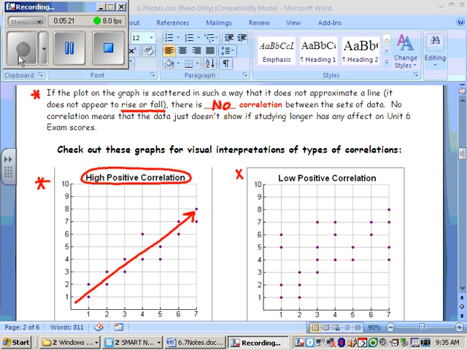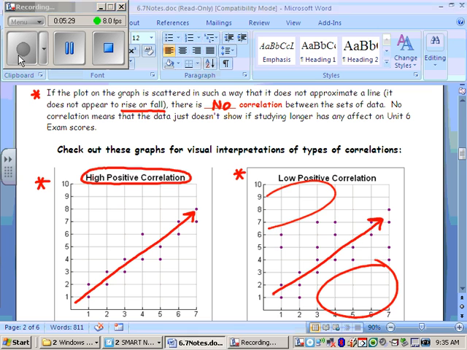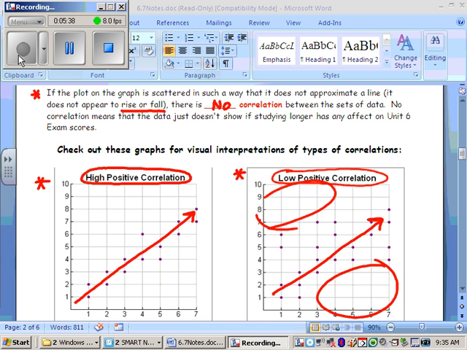In the graph next to it on the right, the points are fairly scattered, but you do see some that are heading in a general upward direction because you do see space down here and space up here. So when the points are heading in a particular direction, but they're very spread apart, we say it has a low positive correlation. Let's take a look at some more.